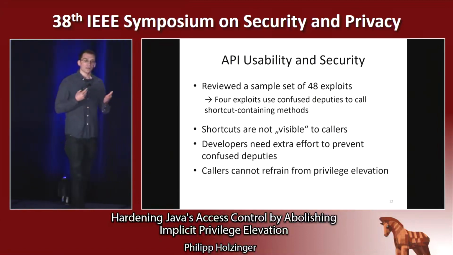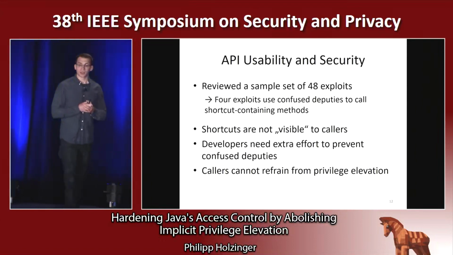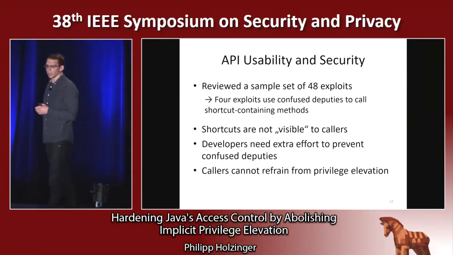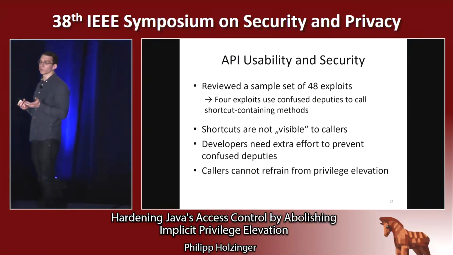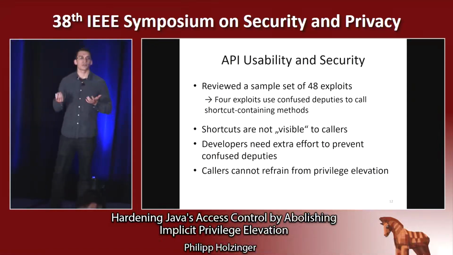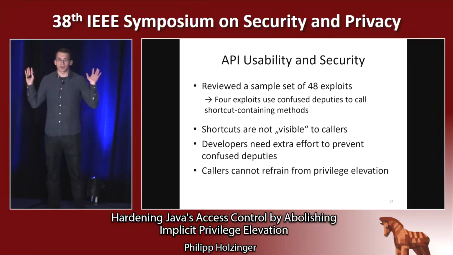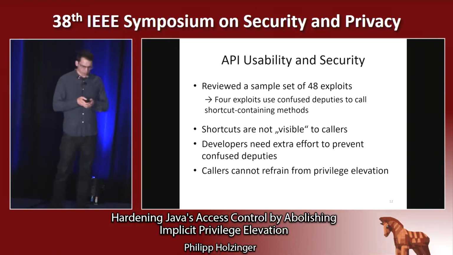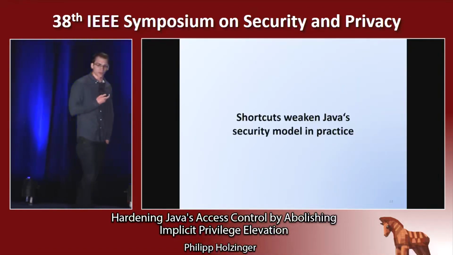Also, another API usability consideration is that developers need extra effort to prevent confused deputies. What we usually want is that implementing secure code needs less effort and is easier than actually writing it in an insecure way. We don't find that here. And finally, callers cannot simply refrain from privilege elevation, which violates the principle of least privilege. So there is no way to say, sorry, I don't know what I'm doing. Please make sure that my code is running just with the least amount of privileges to make sure that I'm not accidentally harming the system. Again, no way to do that. So we can confidently say that shortcuts weaken Java's security model in practice.